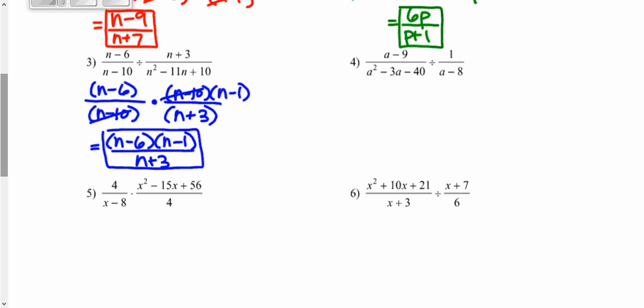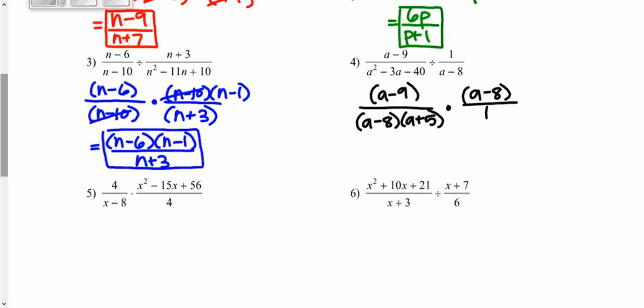For number 4, it's also division, so we have to multiply by the reciprocal. So starting off with the first numerator, a-9, we can't do anything with that. We're going to factor the denominator, so numbers that multiply to -40 and add to -3. That would be a-8 and a plus 5. And then I'm going to multiply by the reciprocal of the second fraction.